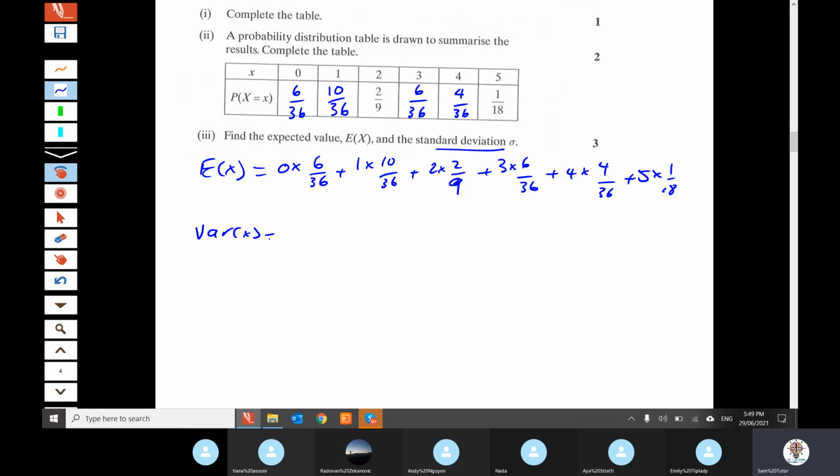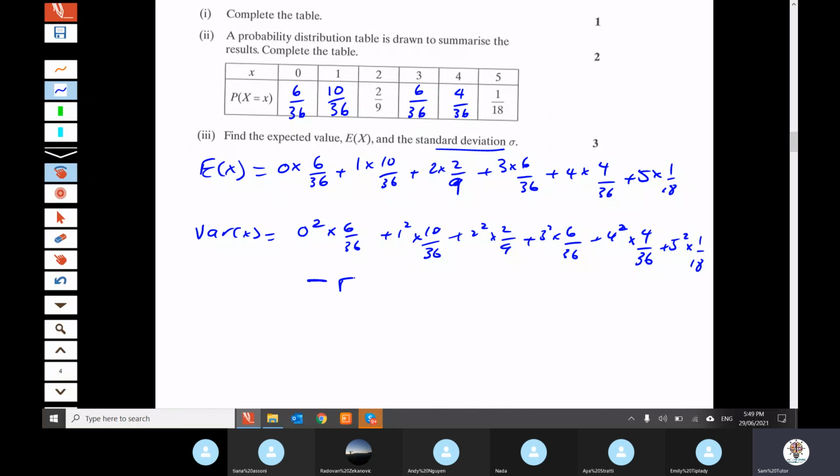Variance equals 0 squared times probability, 1 squared times probability, and so on. I think you guys get it. But just be very careful to not feel super overwhelmed by doing this and then forgetting you're meant to subtract the expected value you just found above here squared as well. And then to find your standard deviation, just take the square root of variance. 3 marks.